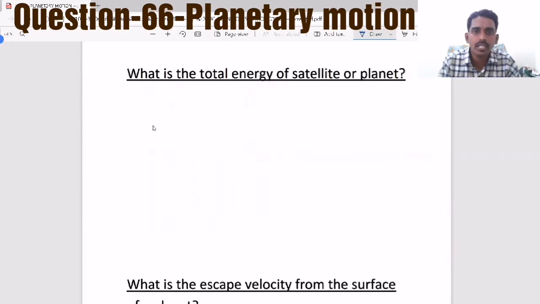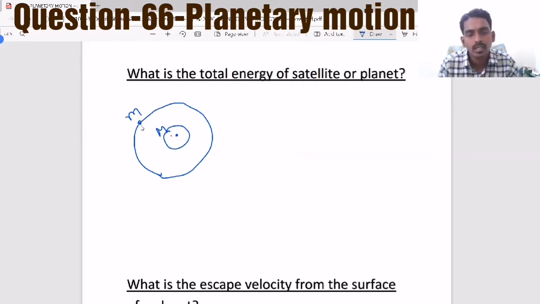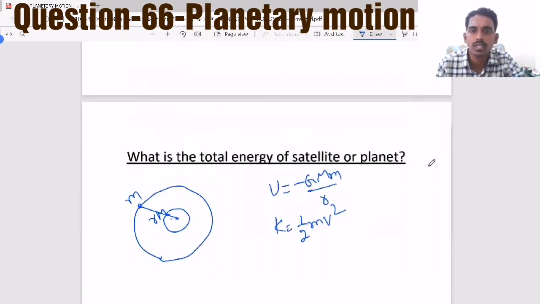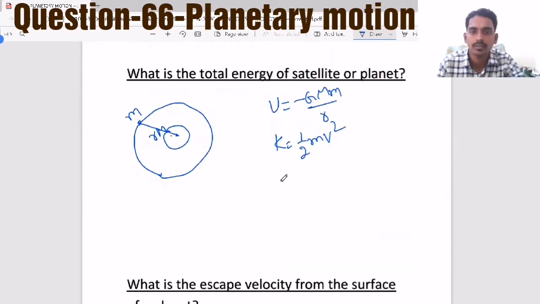Now, what is the total energy of a satellite or planet? See, there is a path. Now this is capital M, this is small m revolving around it, like planet and sun or planet and satellite, whatever it is. There is one potential energy, that is minus GMm by r, where r is the distance between their centers of mass. And there is a kinetic energy, that is half m v square, or you can consider v naught, because it is orbital velocity.